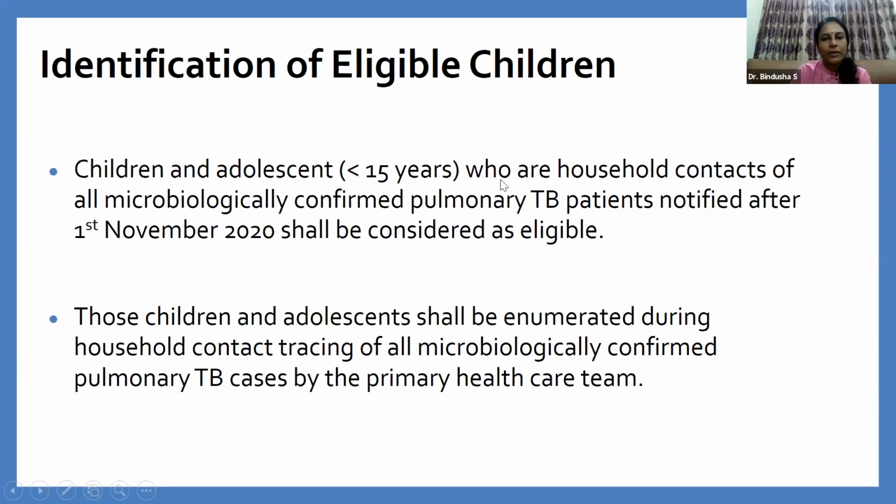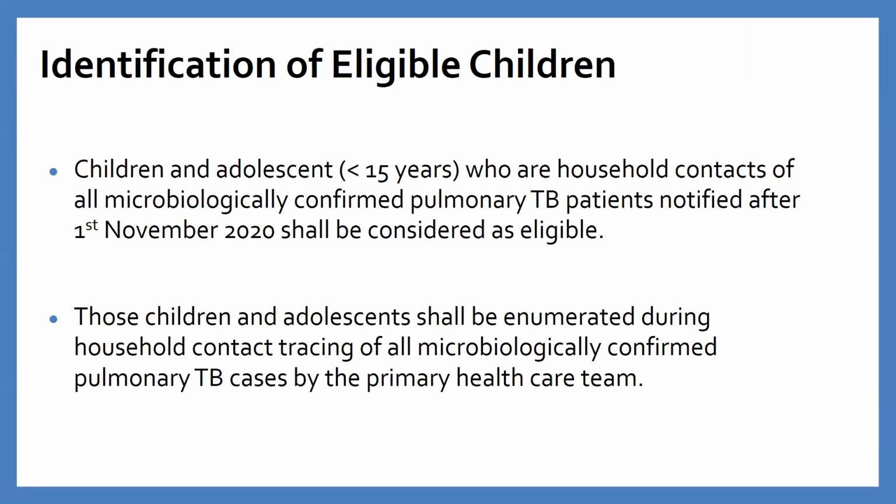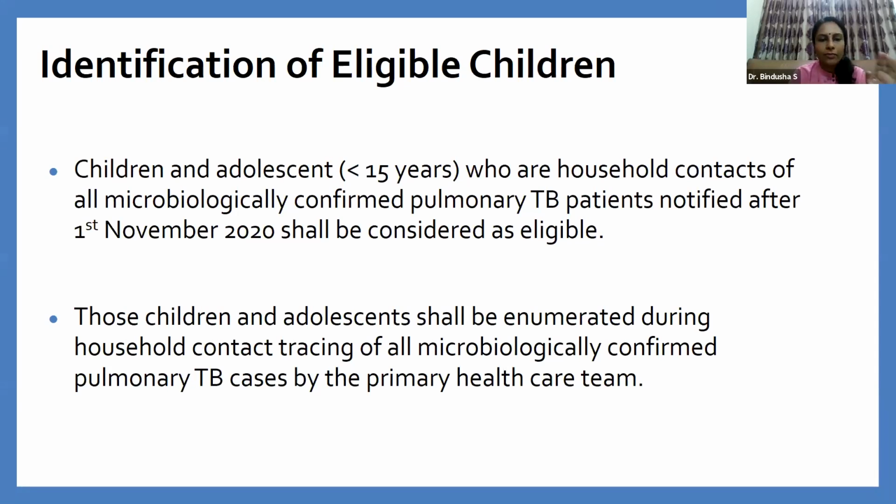So how to identify? This is a program which we are going to start now. So all children and adolescents who are household contacts of all microbiologically confirmed pulmonary TB patients notified after 1st November 2020 will be considered as eligible. From 1st November 2020 onwards, for those patients who were diagnosed, we need to trace all the household contacts, and all children less than 15 years will be screened by this program. Those children and adolescents shall be enumerated during the household contact tracing of all microbiologically confirmed pulmonary TB cases by the primary healthcare team. Then how to test for LTBI?